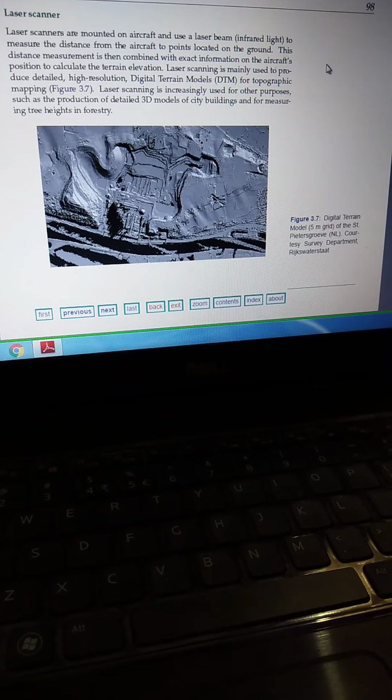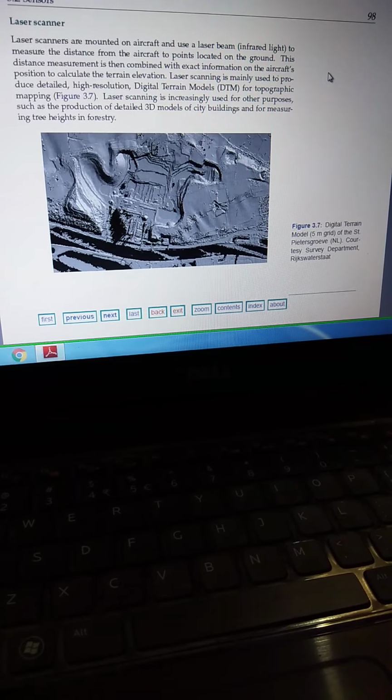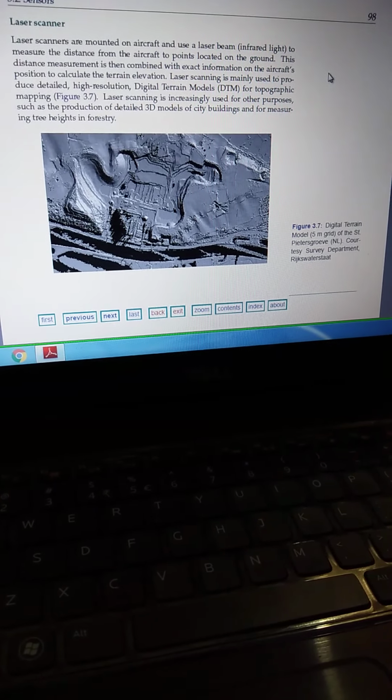Laser scanners are mounted on aircraft and use a laser beam, that is basically infrared light, to measure the distance from the aircraft to a point located on the ground. This distance measurement is then combined with exact information on the aircraft's position to calculate the terrain elevation. Laser scanning is mainly used to produce detailed high resolution digital terrain models.